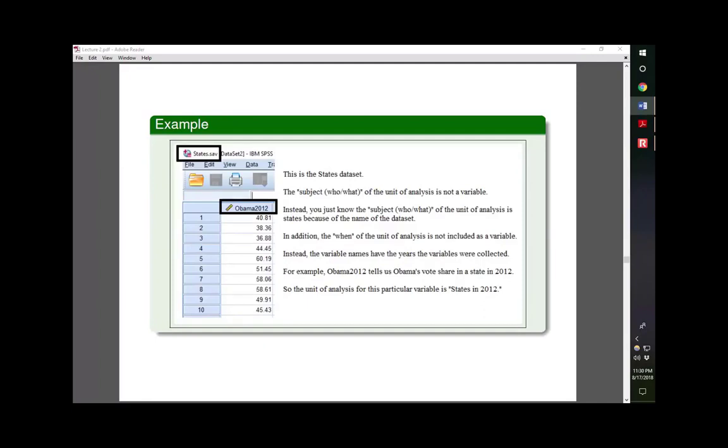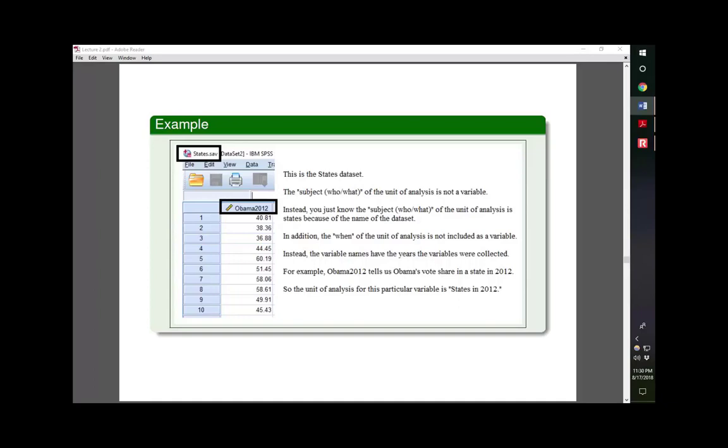Here's an example of a dataset where it's not clear exactly what the specific unit of analysis is. The subject of the unit of analysis is not included as a variable name, but the name of the dataset is states, and all the data is from the United States, so it is acceptable to assume that the subject of the unit of analysis is the US states.